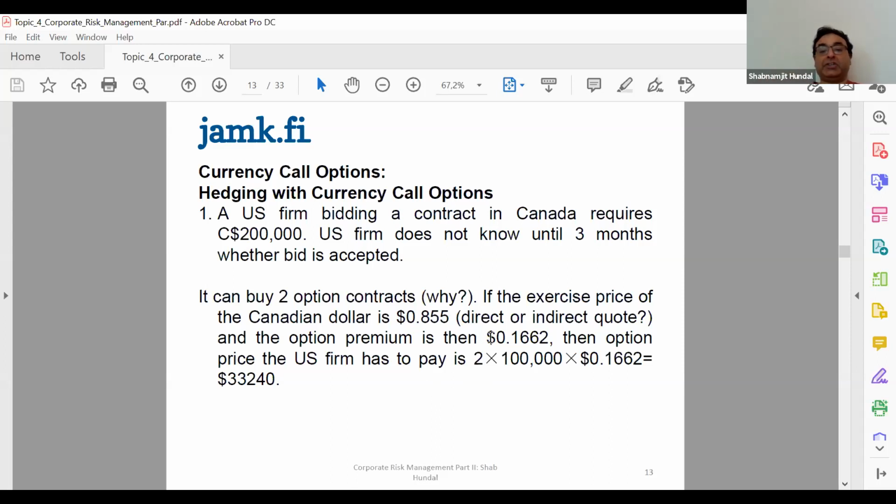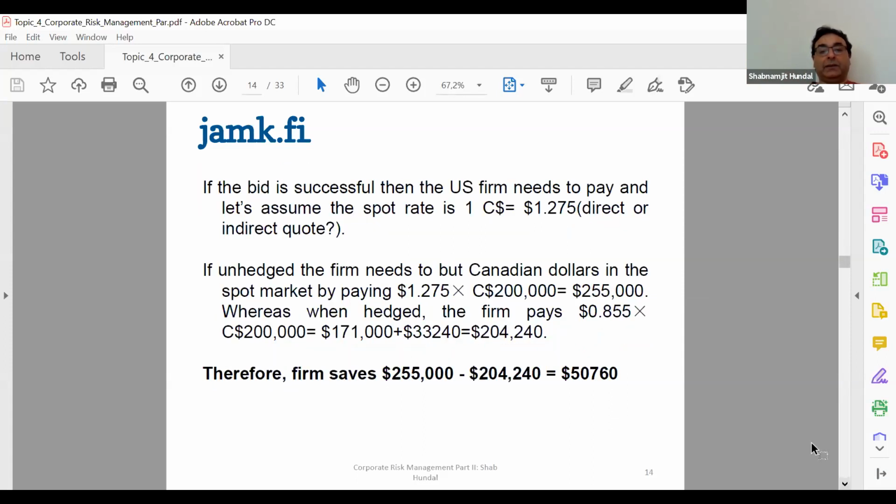And the premium for each Canadian dollar is USD 0.1662, and the premium upfront you pay to the broker or the bank is 33,240. So you know that the maximum amount the American company can lose in this whole option contract is 33,240 American dollars. And we took an example when the market price was Canadian dollar 1.275 and the company wins the bid.